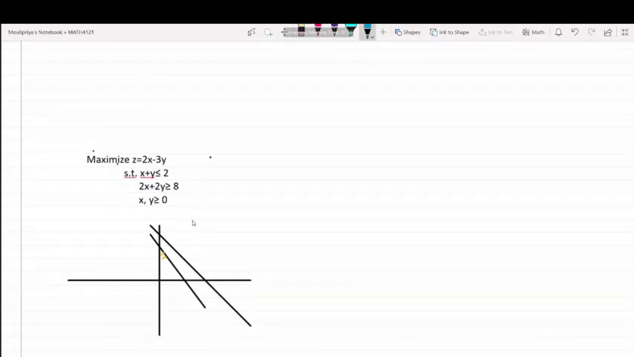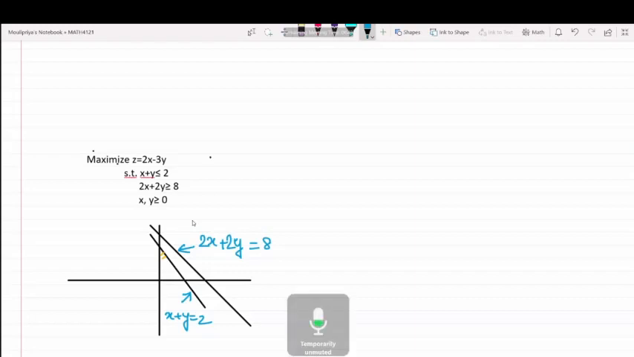We have to maximize a certain function. This is the line that corresponds to x plus y equal to 2, and this is the line that corresponds to 2x plus 2y equal to 8. Am I okay with this? They should be parallel, yes. In my case, they are not parallel, so pardon me in that sense. These are the two lines.